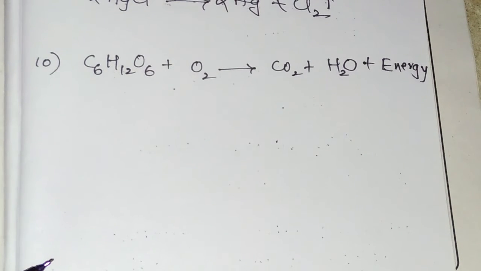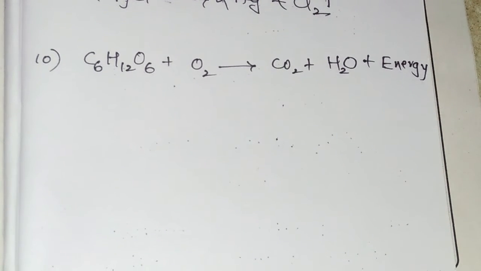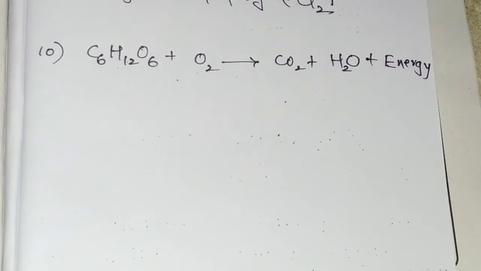So that is why we are calling this reaction an exothermic reaction, whereas our photosynthesis reaction is an endothermic reaction, because it is taking place in the presence of sunlight. Sunlight is absorbed by the carbon dioxide and water molecules, and glucose molecules are formed there. Okay, so this is known as an exothermic reaction.